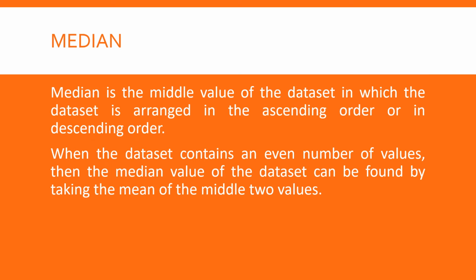Then the next measure of central tendency is the median. Now median is the mid value of the data set. It is the variable which divides the data set into two equal parts. It is the value which exceeds and is exceeded by the same number of observations.